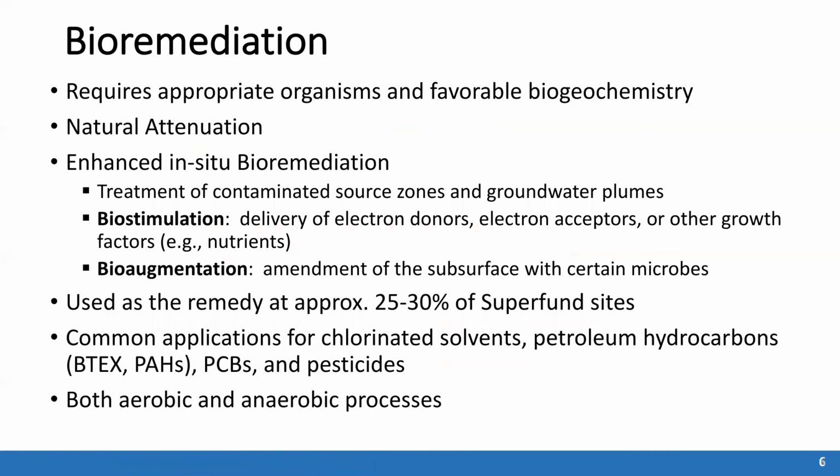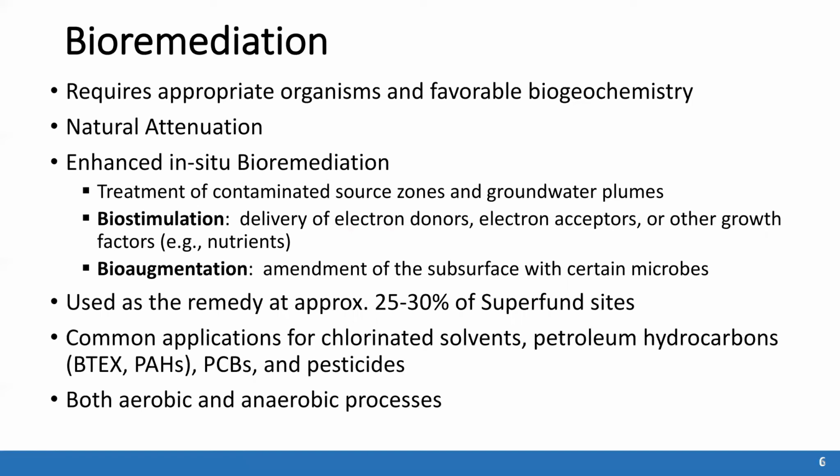So our work focuses on bioremediation. And so here are just some general principles about bioremediation. It requires appropriate organisms and a favorable biogeochemistry. And fortunately, a lot of these contaminants, even though they're toxic and harmful at low concentrations, many of them can be biodegraded. So we rely on sometimes what's called natural attenuation. This is where the organisms in the subsurface can naturally degrade the chemical. This often occurs for hydrocarbons, petroleum compounds. They're readily degradable, and so you can basically rely on the native bacteria to do that.